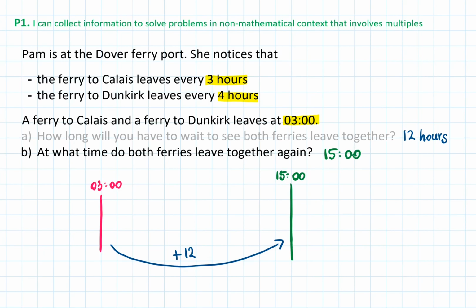So notice the difference between the first and the second question. The first is asking you the duration. How long will you have to wait? That's when you use lowest common multiples. The second question is asking you at what time do both ferries leave again, and for that you need to know when did they leave together in the first place, and add to it the duration you have to wait, and that will give you when they leave together again.